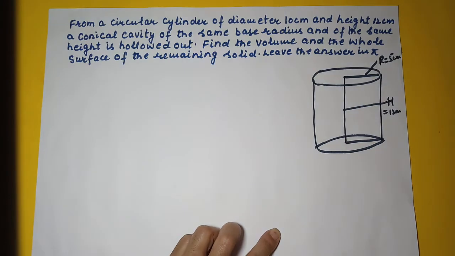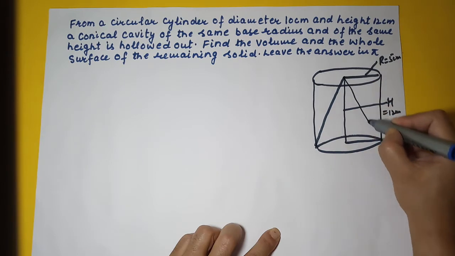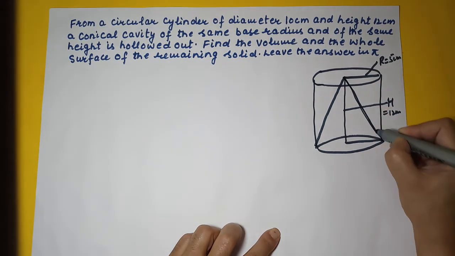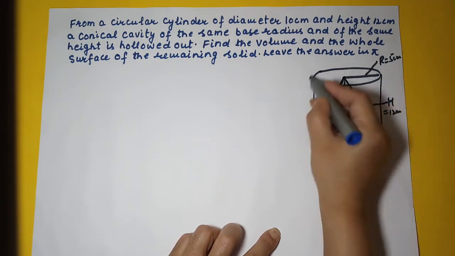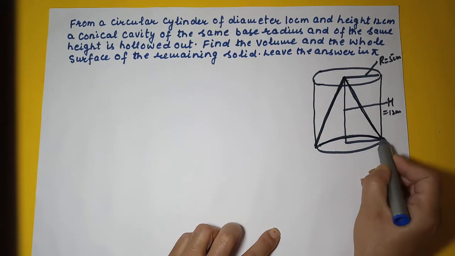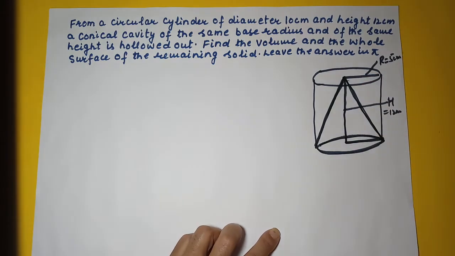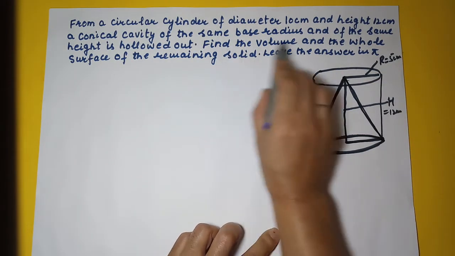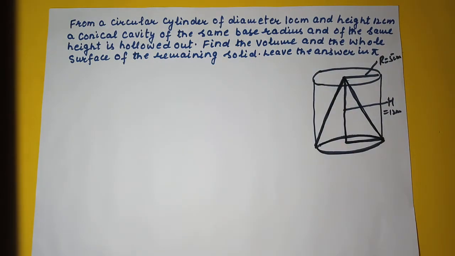A conical cavity of the same base radius and of the same height is hollowed out. This means that we are cutting a conical cavity from this solid. This is a solid cylinder and we are hollowing out a cone from it which has the same base radius as well as height, right? Now he wants us to find the volume and the whole surface area of the remaining solid.